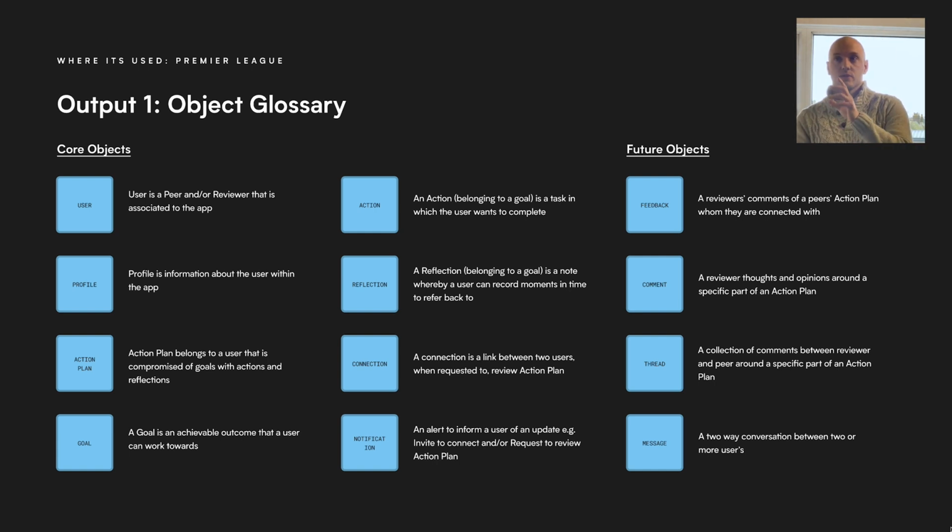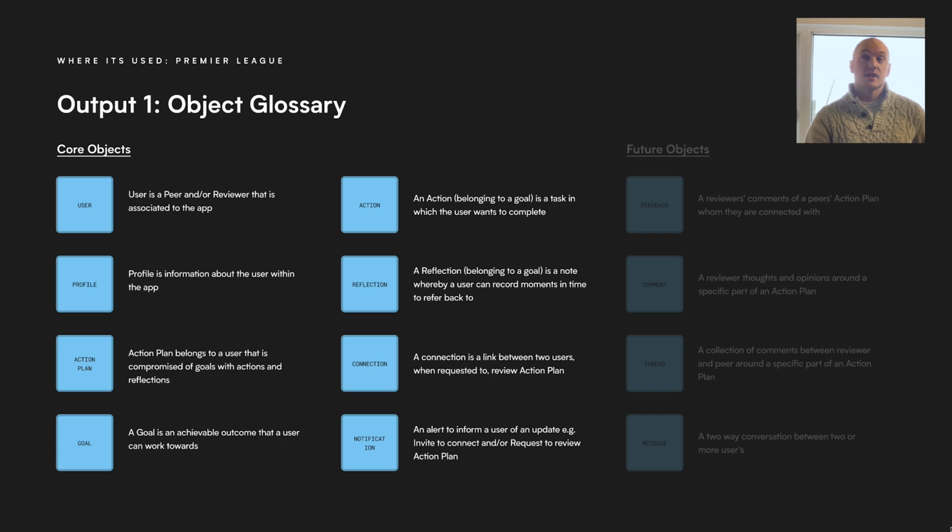And the nice thing with the object glossary is we can choose to say these are the core objects that we want to focus on, and anything that is out of scope or we want to do later on, we'll still have it defined, we'll just park it to one side for the time being. But at least we've got an understanding and sight of that when it comes in later on.